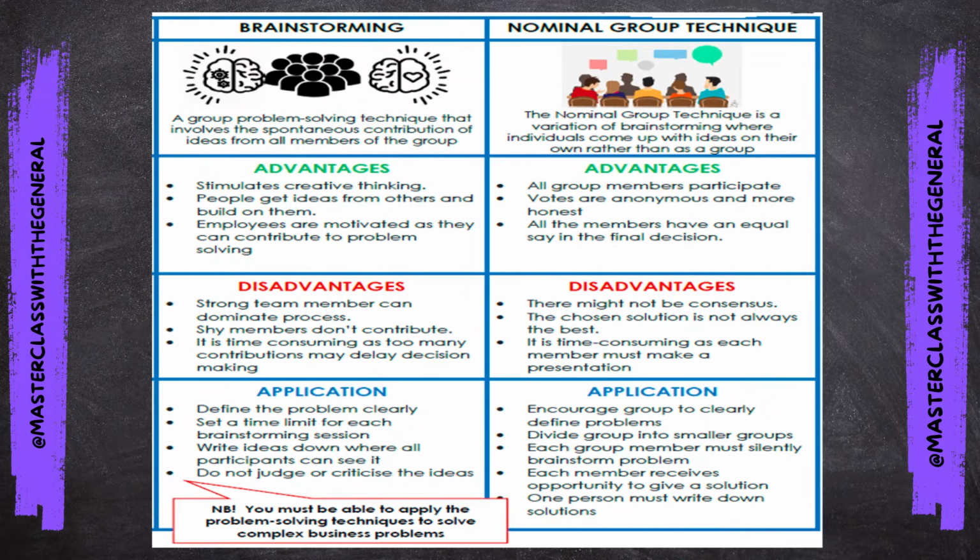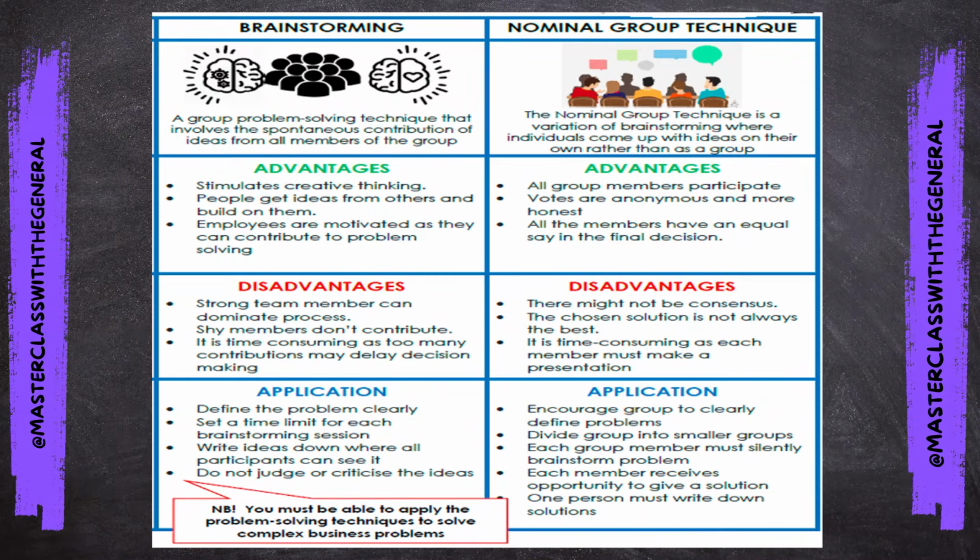Let's go over to nominal group technique. What is the application? Encourage group to clearly define problems. That's number one. So each group is given the mandate to go into detail in terms of understanding the problem. Number two, divide group into smaller groups. So we had a discussion about the problem when we were one large group. We now further divide into several groups.